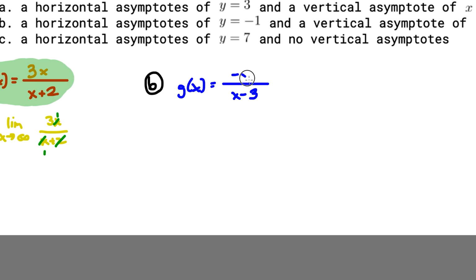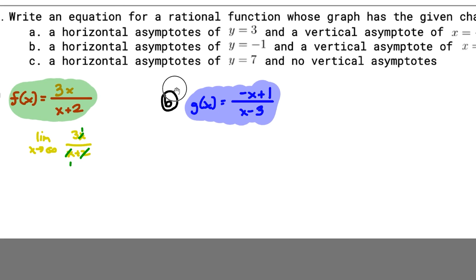So I'm just going to put -x. You could even just do a +1 on here. It doesn't matter because the 1 and the 3 are meaningless. You get -x over x is equal to -1, and this would work for your answer. Again, there's infinitely many other answers you could have in there. This is just what I'm putting.